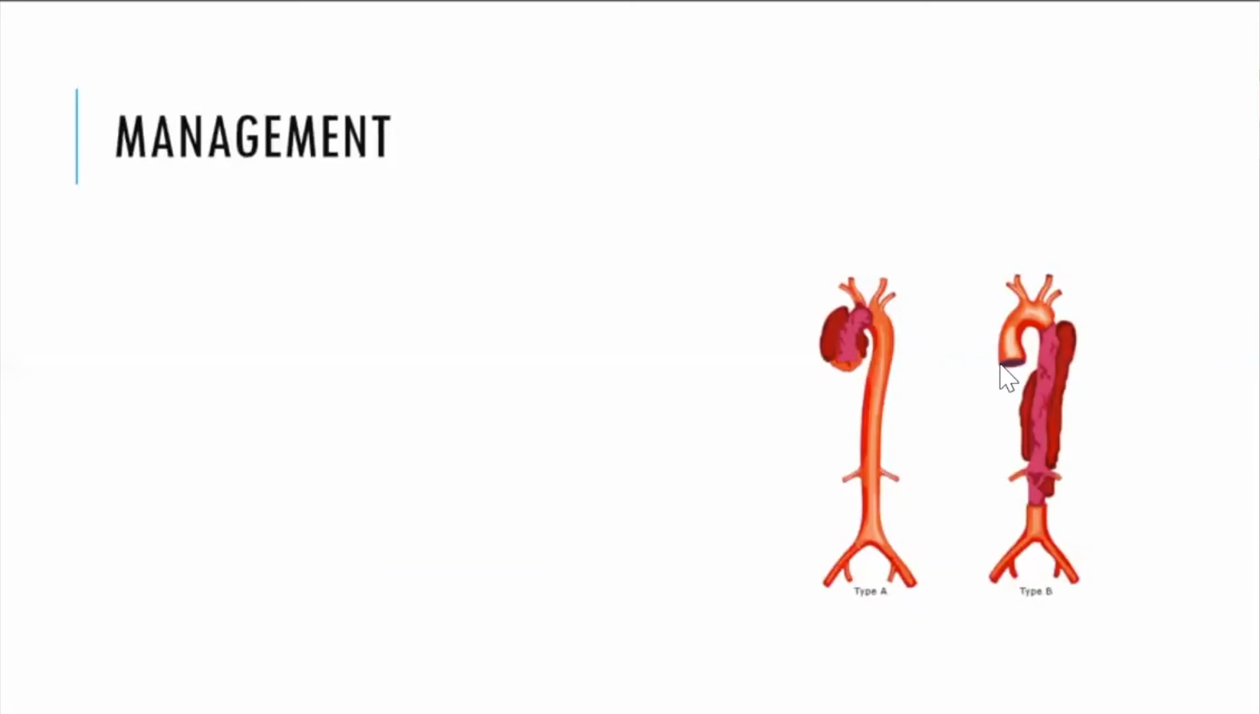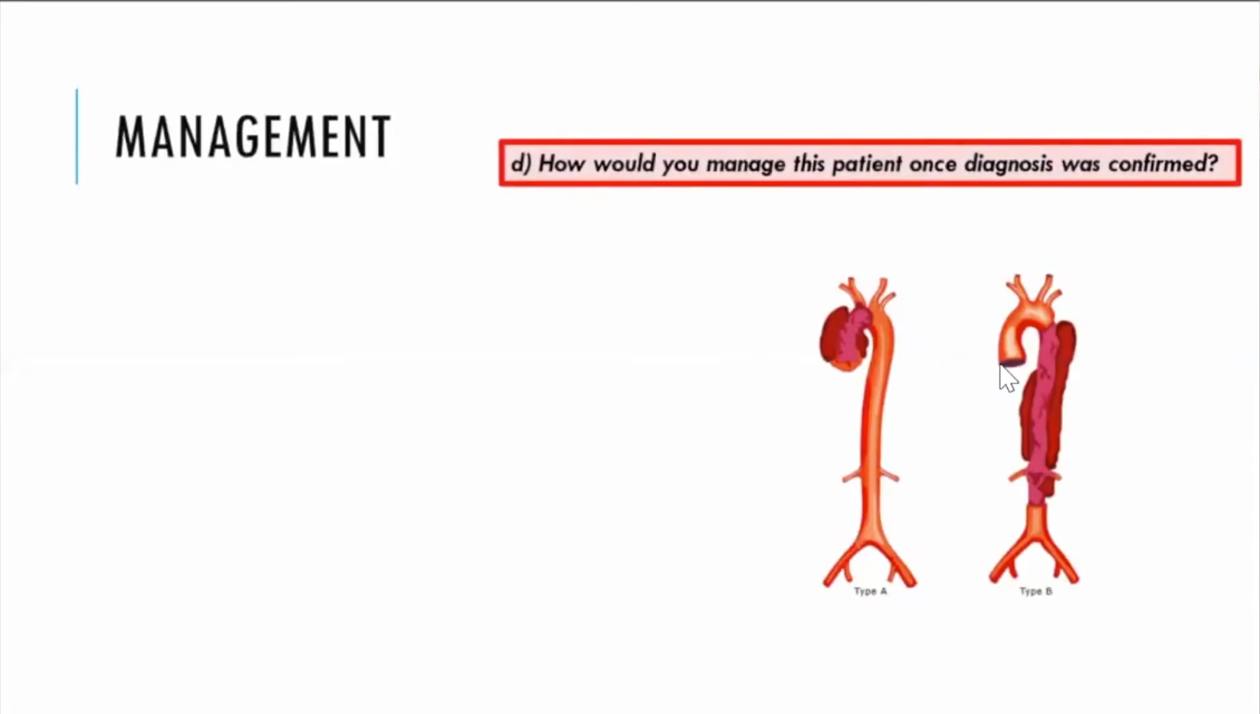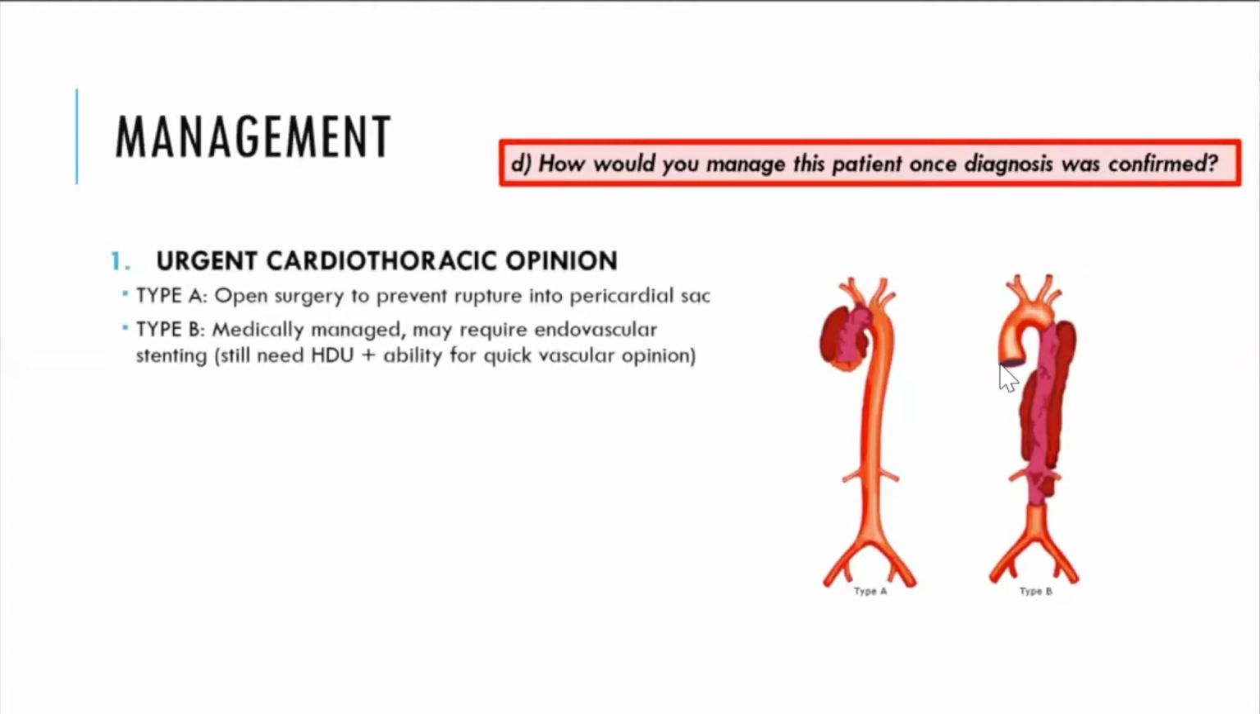In terms of management, the next question was, how would you manage this patient once the diagnosis was confirmed? The most important thing is to get cardiothoracics on the phone. They're the people that can definitively fix this person, even if they don't go to theatre necessarily. If they have a type B, they don't always go to theatre, but you need a cardiothoracic opinion. They will be leading on the care of this patient. They are the experts in this.